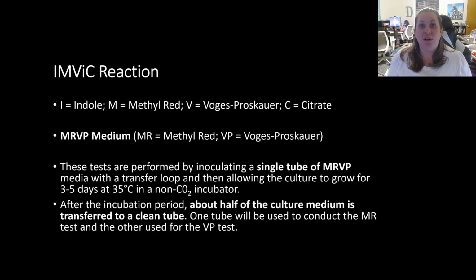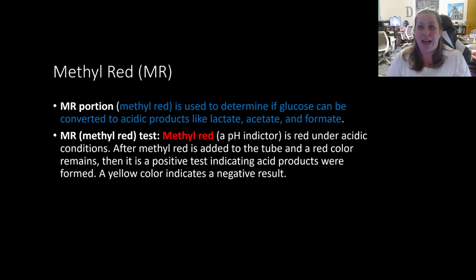Once it's separated, you can do the methyl red or MR test first. With this particular test, you're going to use methyl red to determine if glucose can be converted into acidic products like lactate, acetate, or formate. So these are acids we're looking for. Again, the methyl red is a pH indicator and it will change from red to yellow, so there's going to be a potential color change.